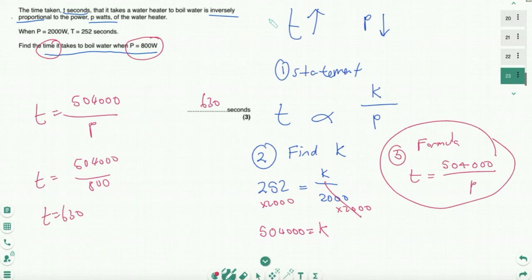Here they didn't specifically ask for the formula, but you should always know that you should always do the formula anyways. Once you get your formula, you can plug 800 into p in our formula, and then you can find t. Let's move on to some harder problems.